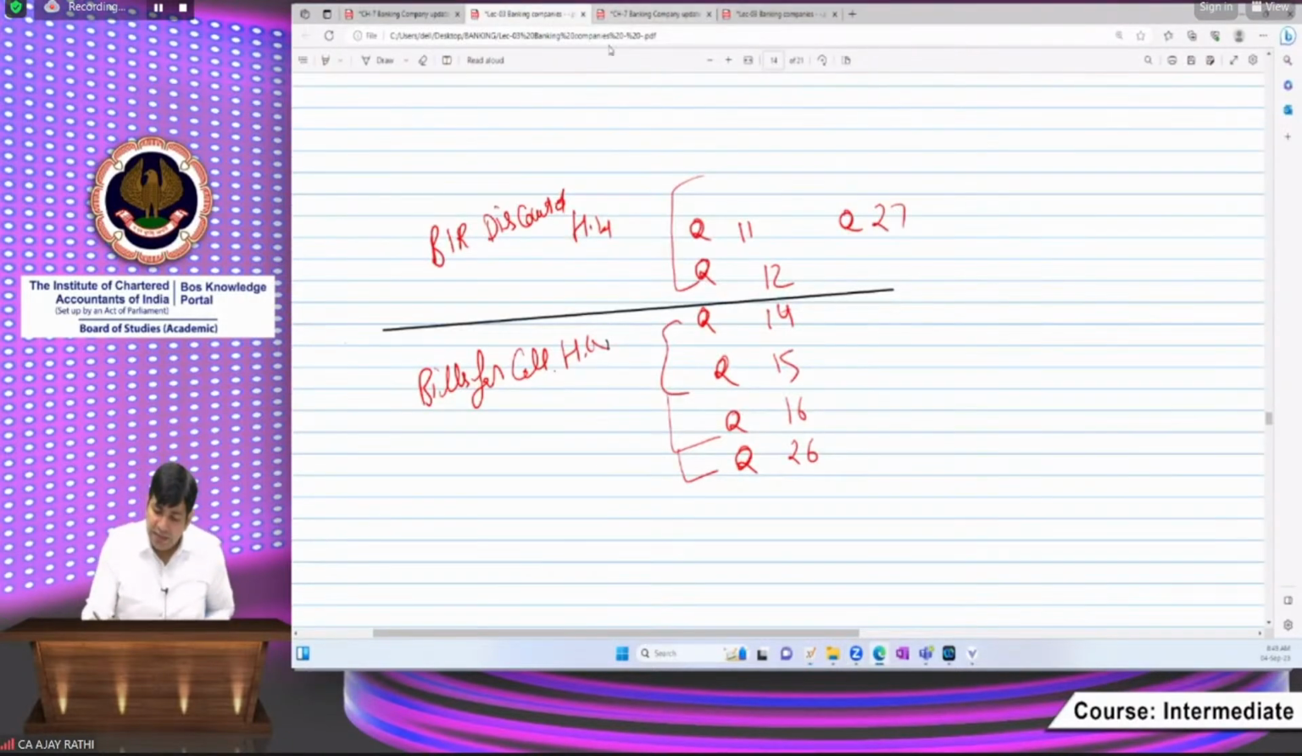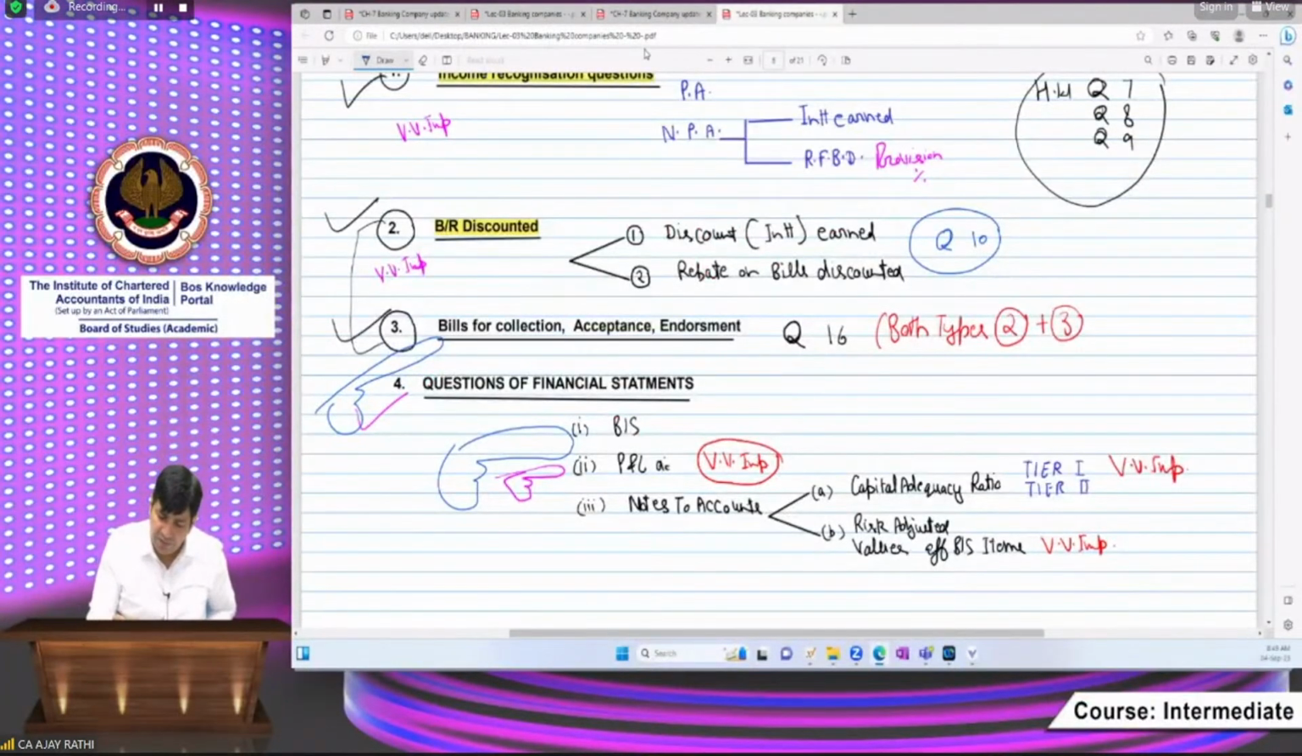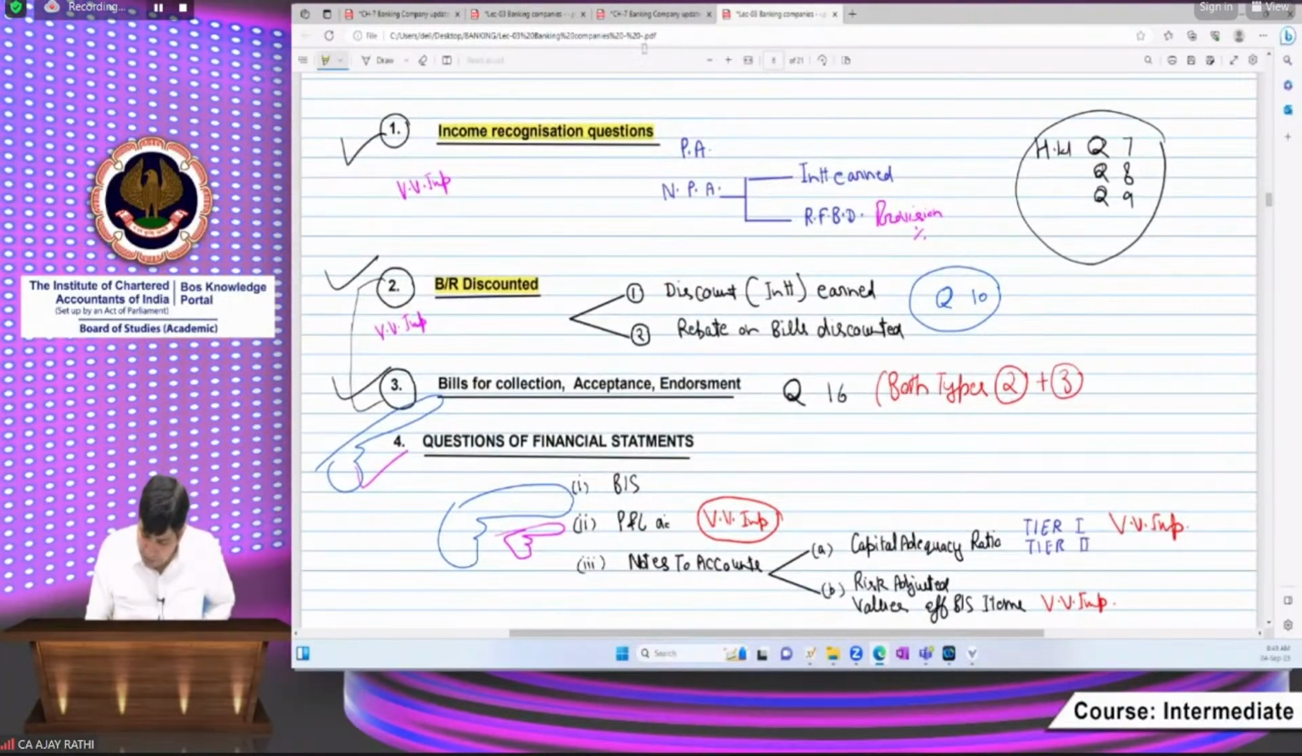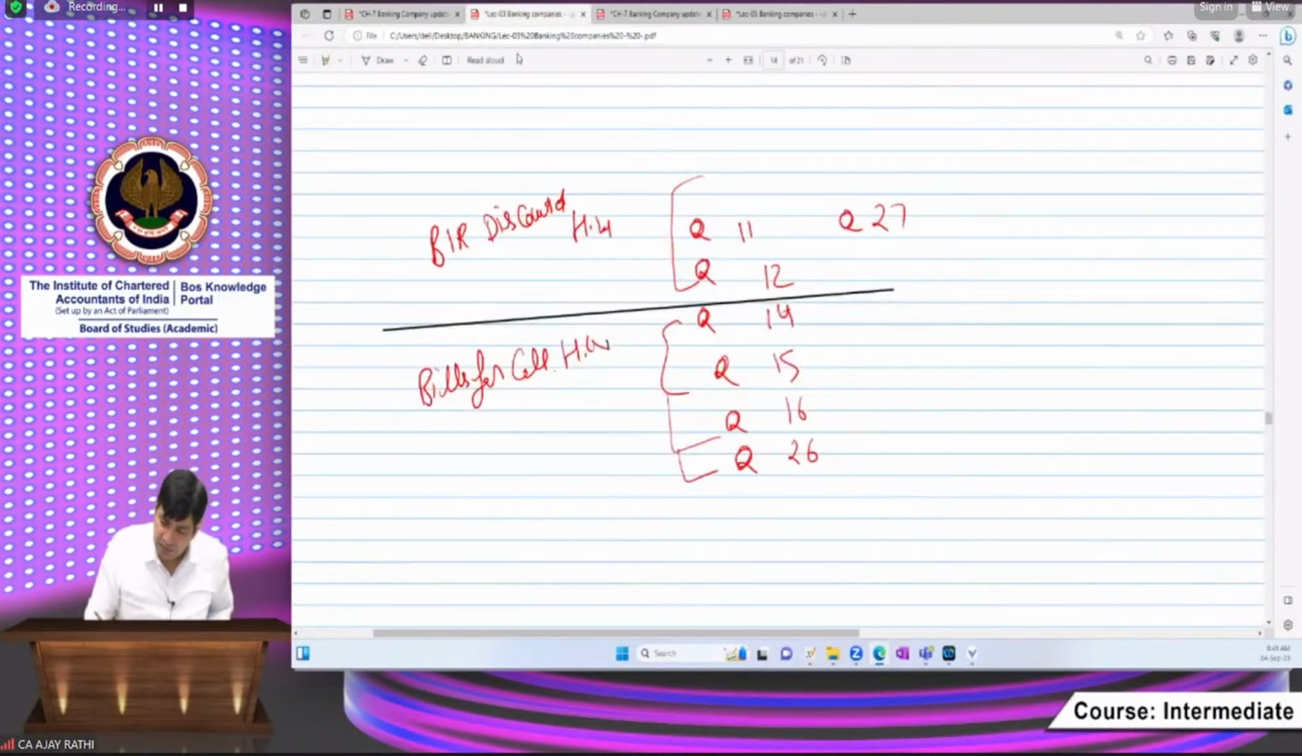So, beta, as I told you, these are the types of question and we have to practice. Now we are moving to the next part of the practice, that is the bills for collection, acceptance and endorsement. Okay, beta. Now see. And for this, you will be having these questions in your homework, question 14, 15, 16, 26, for this topic only, bills for collection. Okay, beta.